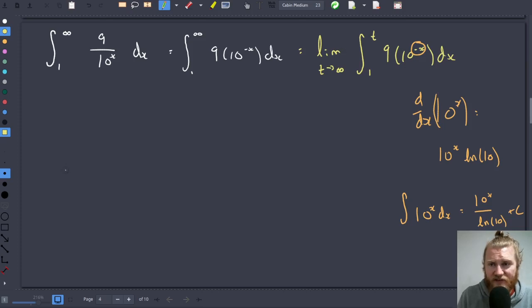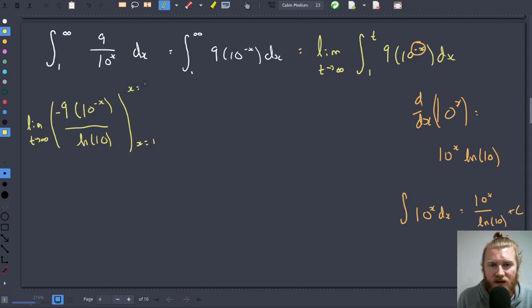Our antiderivative of 9 times 10 to the negative x is going to be negative 9 times 10 to the negative x over natural log of 10. Now we still need a limit on here. And then we're going to evaluate this from x equals 1 up to x equals t. Cool. This 10 to the negative x I can really put in my denominator.